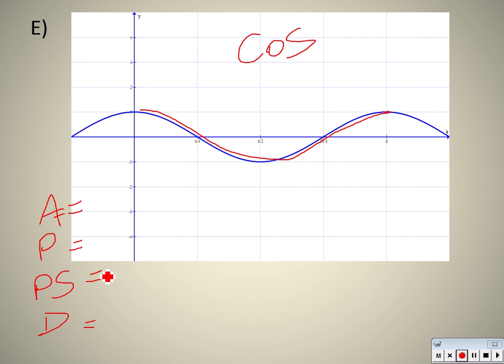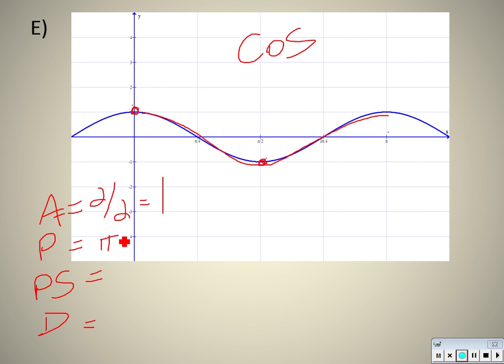So the amplitude, remember, that's going to be half the distance from the minimum to the maximum. So if you notice, this graph has a maximum at positive 1, it has a minimum at negative 1, and the distance from here to here is 2, and half of that would be positive 1. So that's the amplitude. The period for this, the graph appears to go from 0 all the way to pi to complete one full cycle. So the period here appears to be pi.